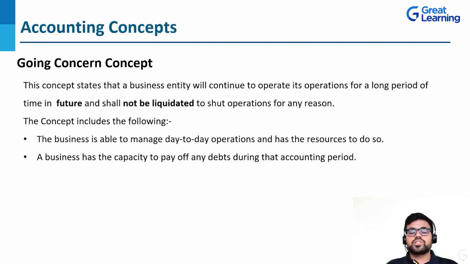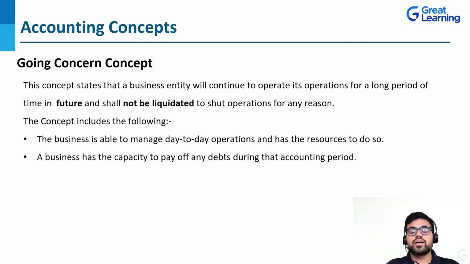The next accounting concept is the going concern concept. Now, this is a very interesting concept which states that the company or the business entity should continue to run its operations for a very long time in future and also should not shut its operations midway. There can be certain reasons for that. For example, if the promoter of a company dies or a board director resigns, the company should keep running its operations for a foreseeable future.